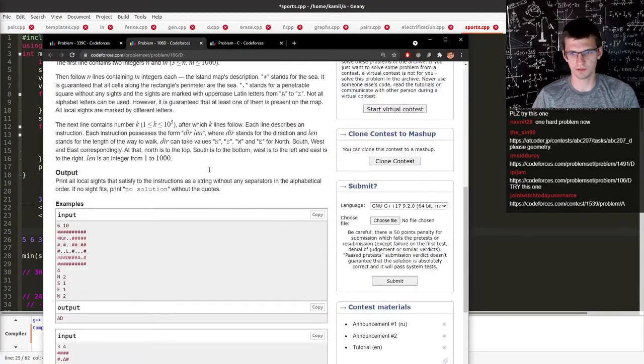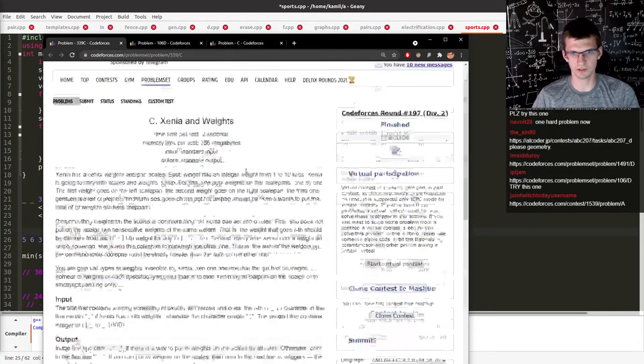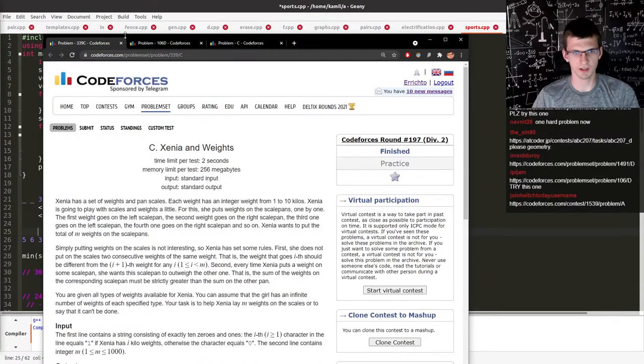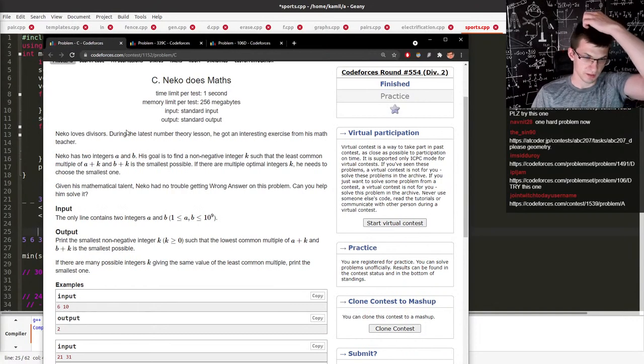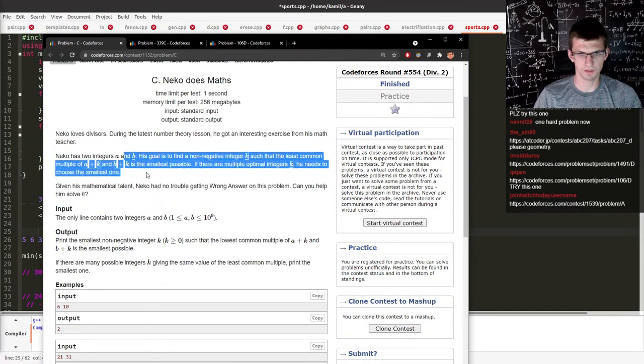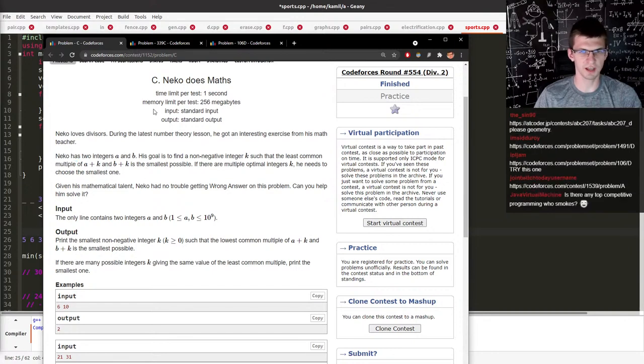Now, our difficulties are right. 1700, 1800, 1700, they are all right. And what are they about? Those divisors. Maybe something, least common multiple. Okay, something with divisors and LCM.